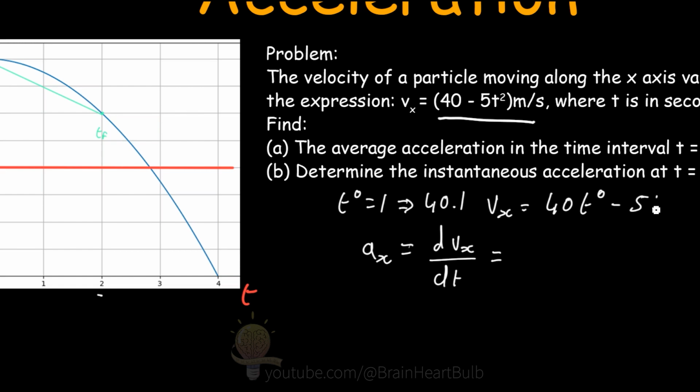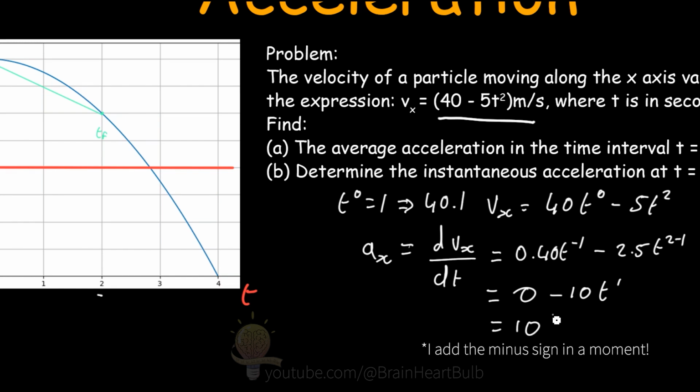minus 5t squared. So for each component here, we take the power and move it to the front, and then minus the power by 1. So we've got 0 times 40 t to the power of minus 1, minus 2 times 5 t to the power of 2 minus 1. And this equals 0 minus 10 t to the power of 1, which equals 10t.